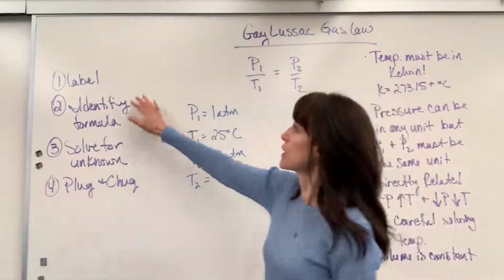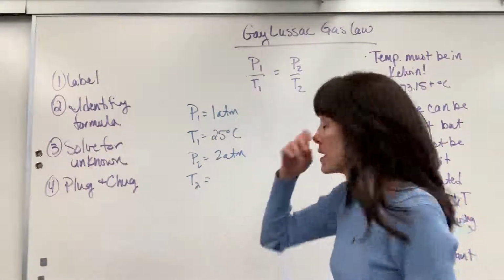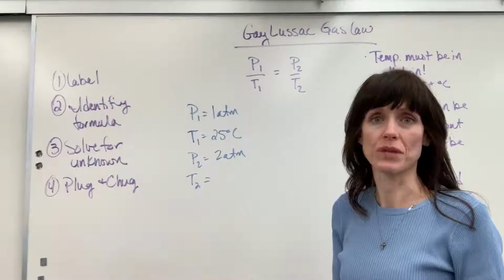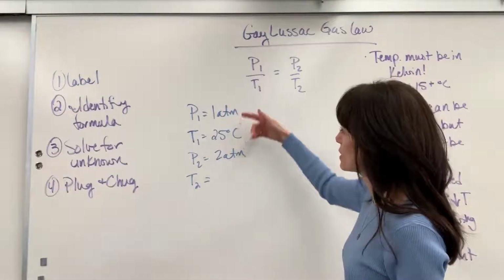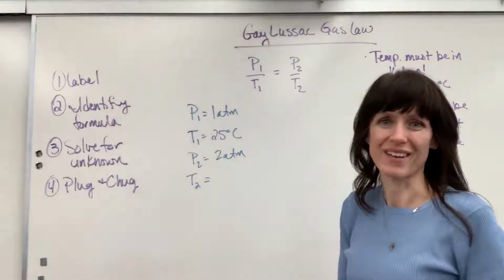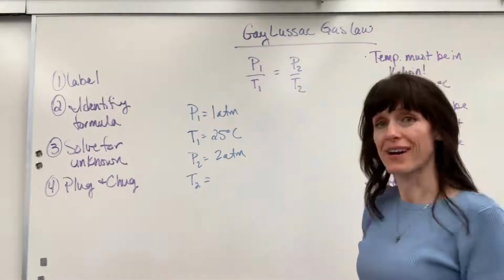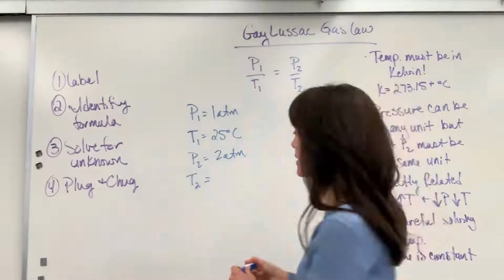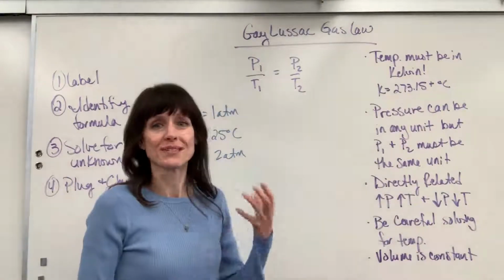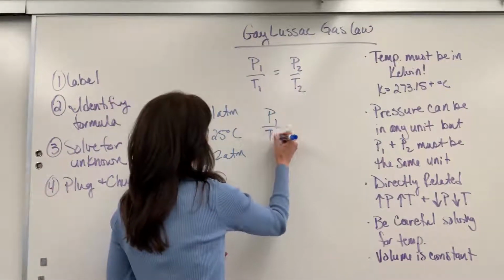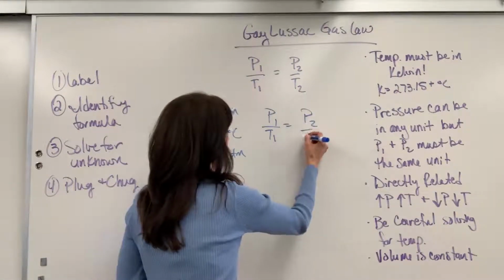Now, notice I'm following these very classic steps. I labeled everything that was given to me, then I identified the formula that I'm going to use. Well, I have initial and final conditions for pressure and temperature, so it means we're going to use the Gay Lussac law. Next, we're going to solve for our unknown, and I was very purposeful. I chose T2 so that we could practice solving for something that's in the denominator. So I've got P1 over T1 equals P2 over T2.